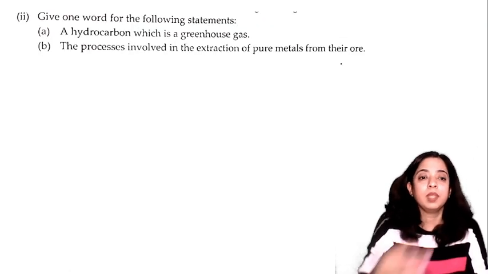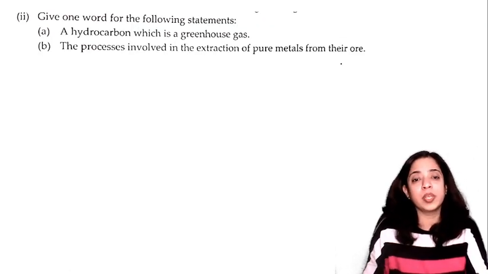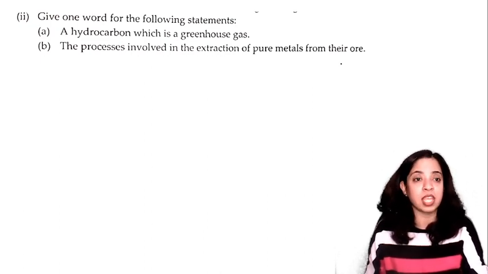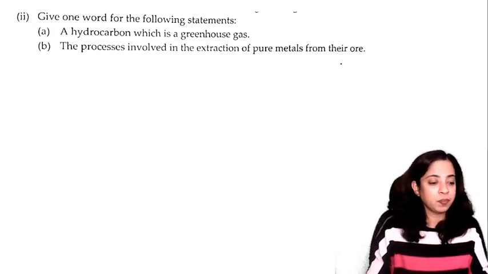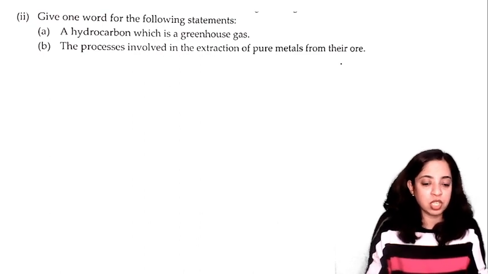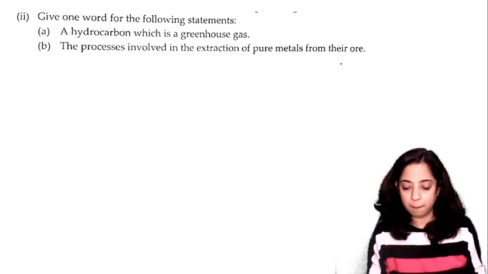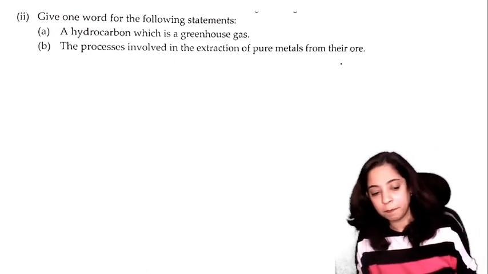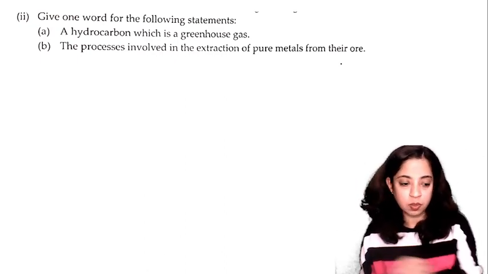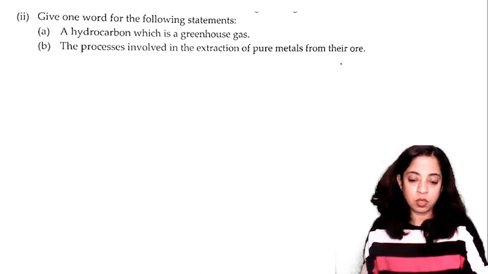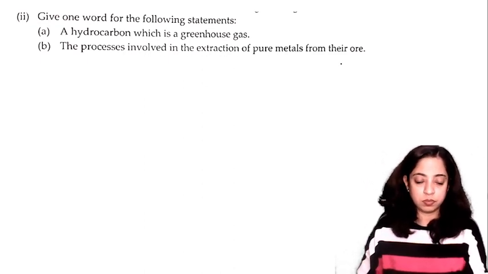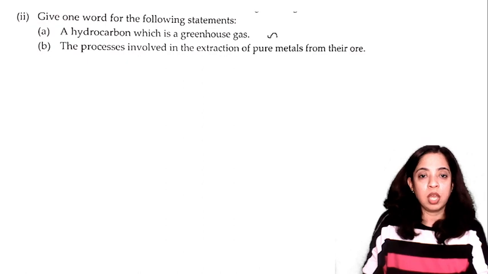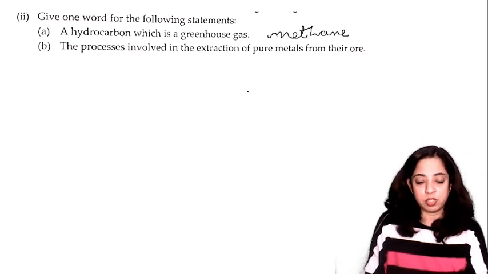Correct? Now, give one word for the following statements. A hydrocarbon which is a greenhouse gas. Come on, quickly tell me. A hydrocarbon which is a greenhouse gas. Just a second, children. So the answer is methane. Methane is a greenhouse gas, all of us know.